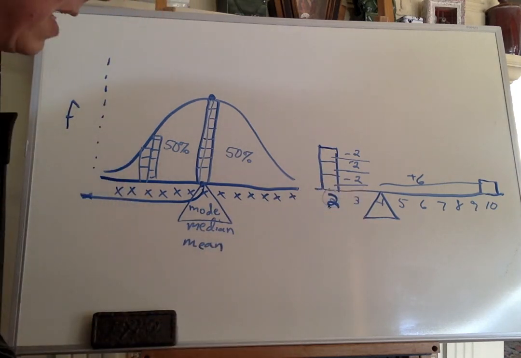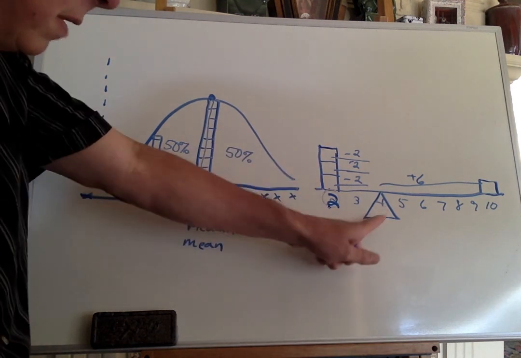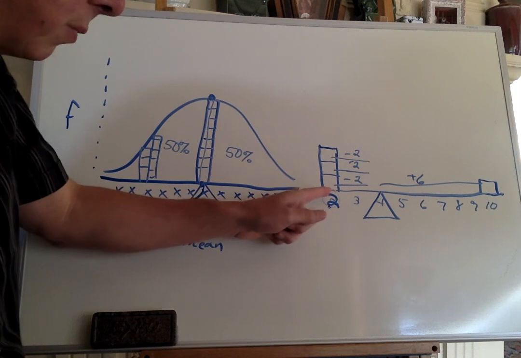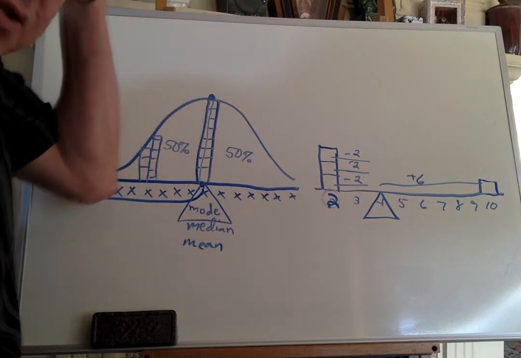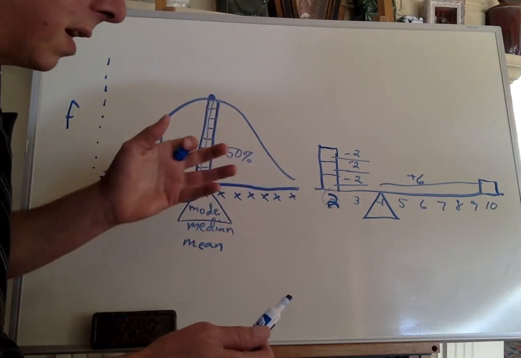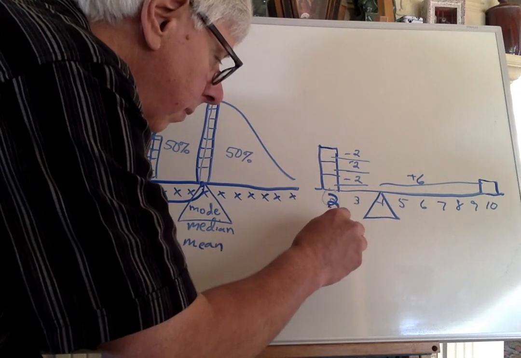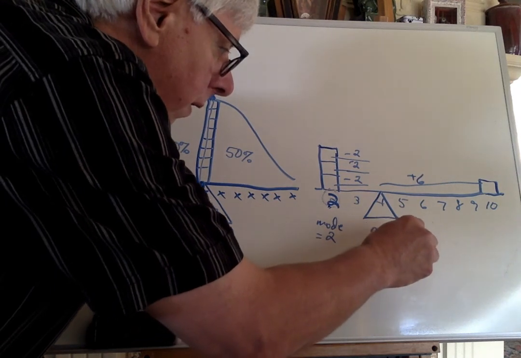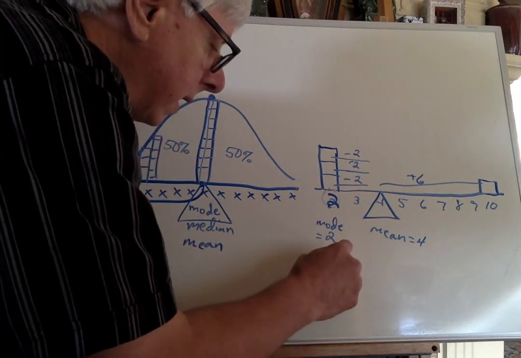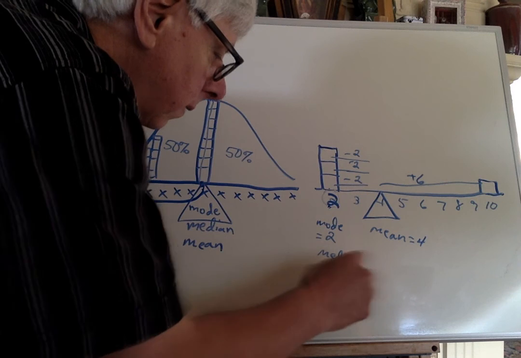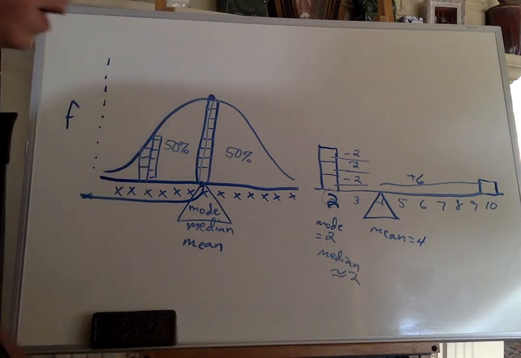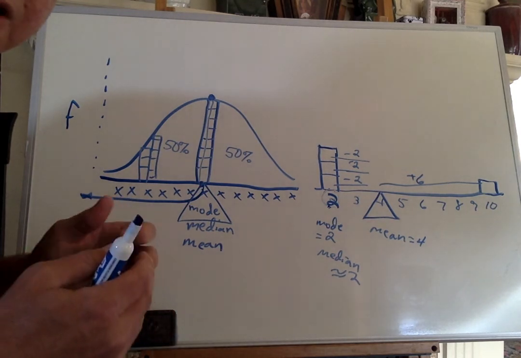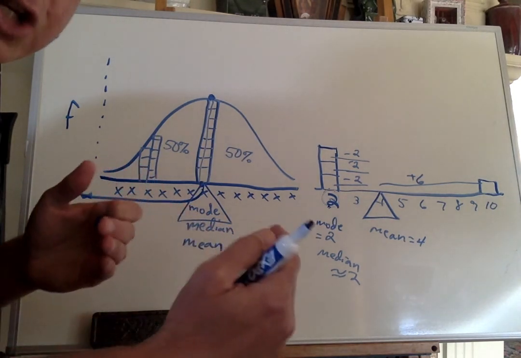Okay, I'm not exact. The mode is 2, the mean is 4. The median is somewhere in this interval, somewhere around 2. So now all of a sudden you're seeing the mode is 2, the mean is 4, and the median is somewhere around 2. Now you're seeing an example where these measures start to differentiate.